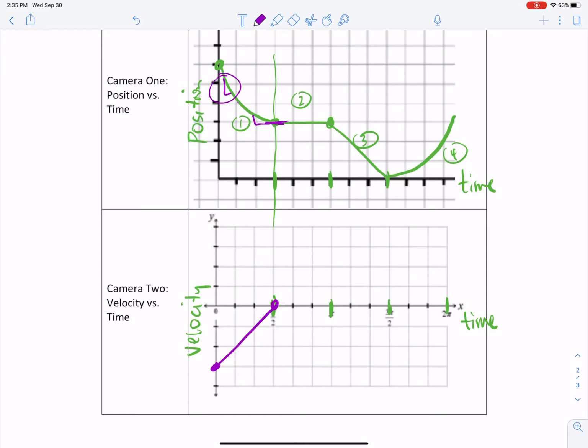Then in all of section 2, the slope is 0, right? Constant position, which means it's at rest. So resting means no velocity. Then in section 3, we have constantly negative slopes. So I need these negative values throughout here, but I've got to accelerate to get to them. So I'm going to include a little line here. Remember, I can't go straight down, right? That's impossible. You can't be at multiple velocities at the same time. So in real life, there would have to be some sort of acceleration to get to that.